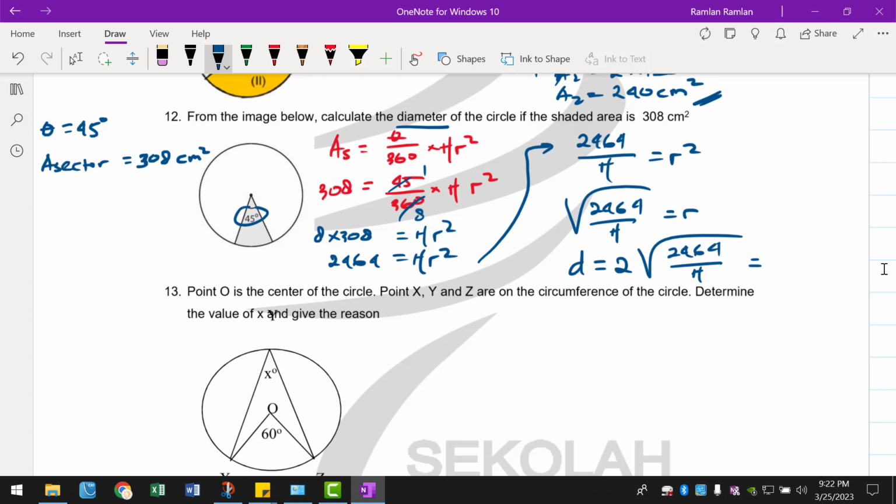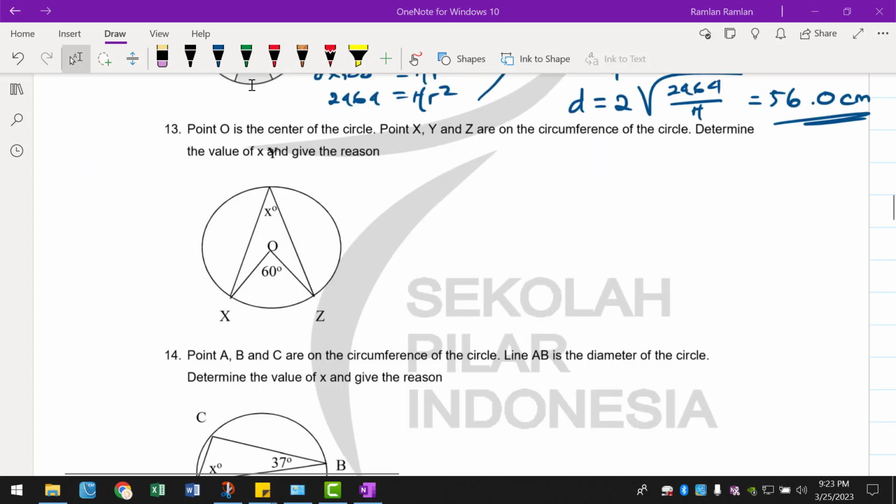Then just put all of these into the calculator. If you put it into the calculator, you got 56.011268885. I'm just going to use one decimal place. That will be just 56.0, and since it's in centimeters, I'm going to write that in centimeters. That's it. Next question, number 13.